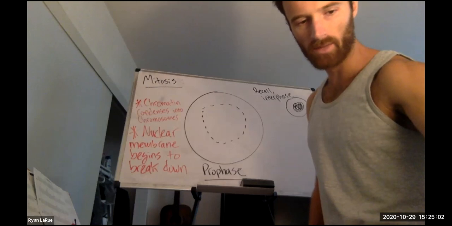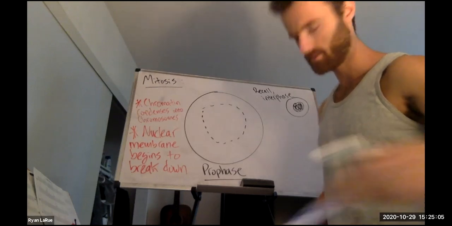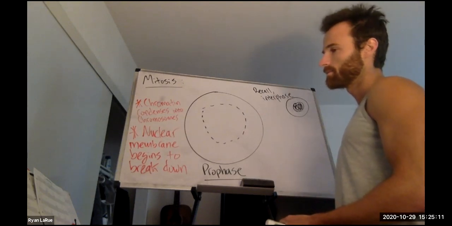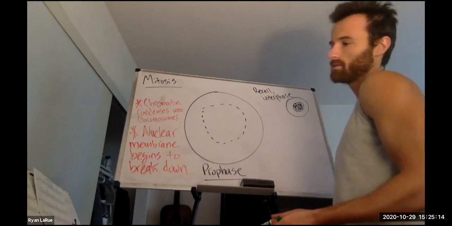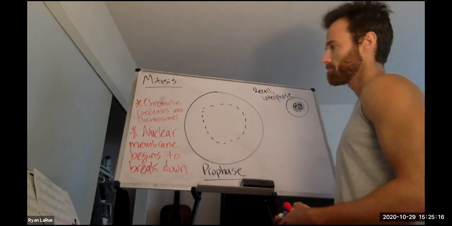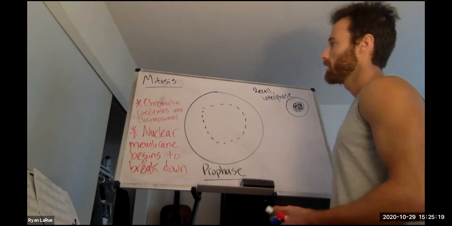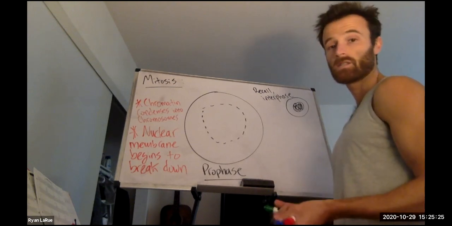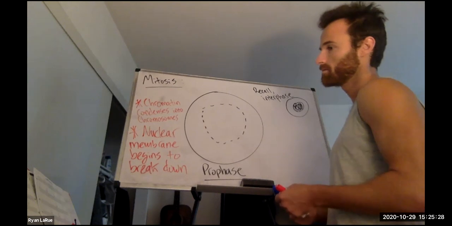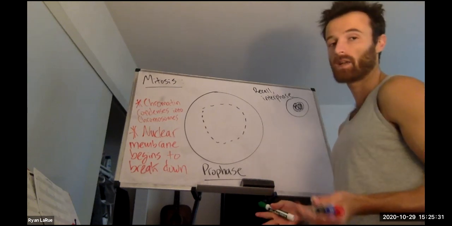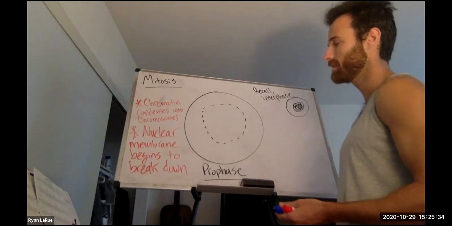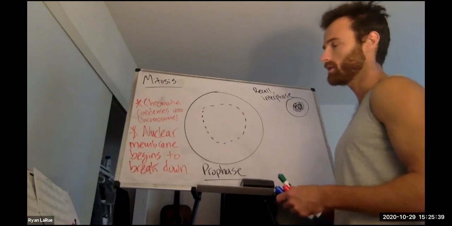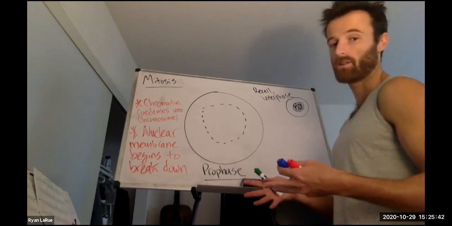Now, as we talked about the last few lectures, a lot of these cells that go through mitosis, well, I mentioned it, the somatic cells, right? The somatic cells are doing mitosis. And we talked about the reasons: growth and development, asexual reproduction, and repair and regeneration.